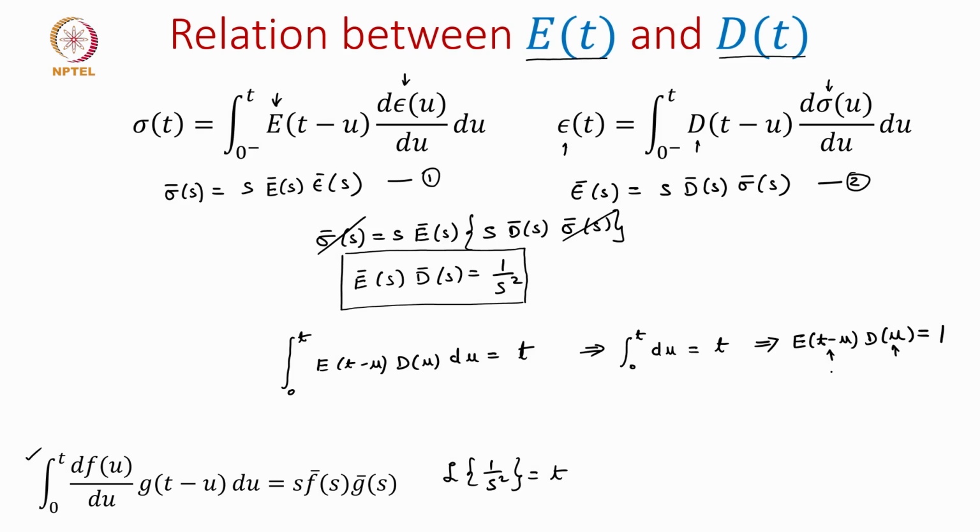So, what we can imply from this is simply that E of t times D of t will not be equal to 1. It is only 1 when there is a time shift in terms of t in one of the functions. This is an important result, because what it means is E of t is not the same as 1 by D of t.